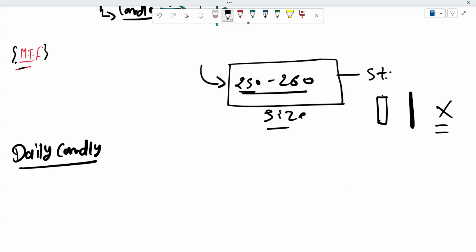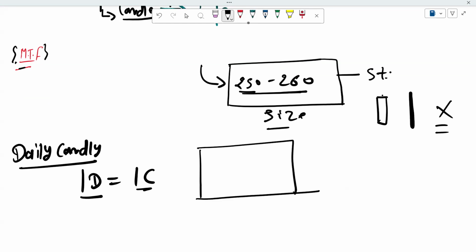Daily candles means one day, one candle, right? After the day from 9:15 to 3:15, I will get one candle. Okay, so now on my laptop I am on the daily time frame, putting daily candles on my laptop screen. On a standard laptop screen I will get 250 to 260 daily candles.